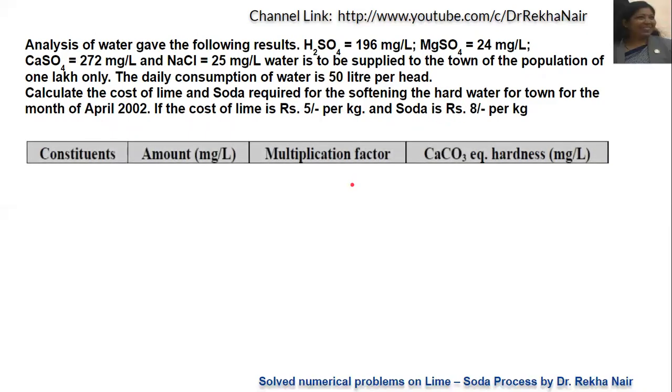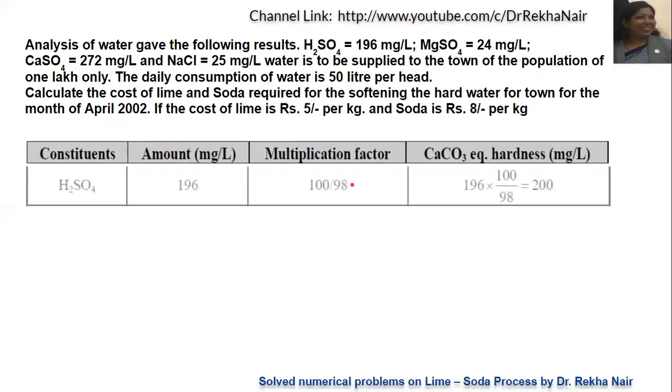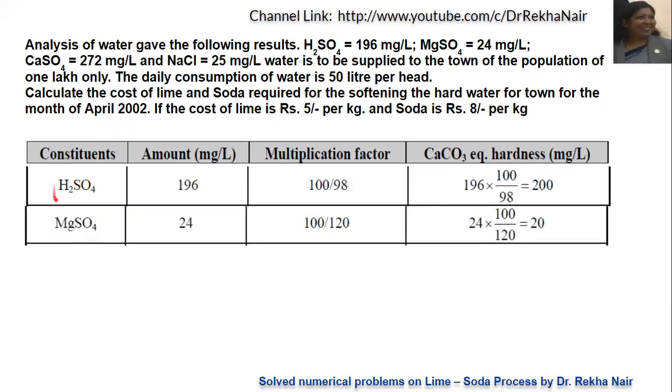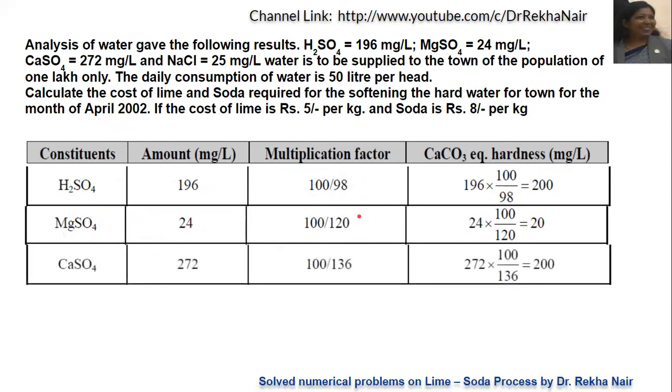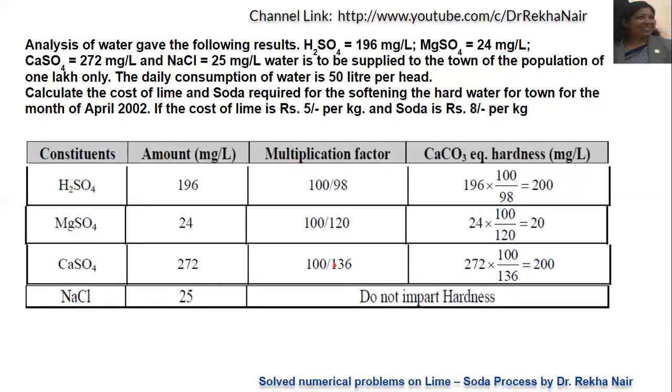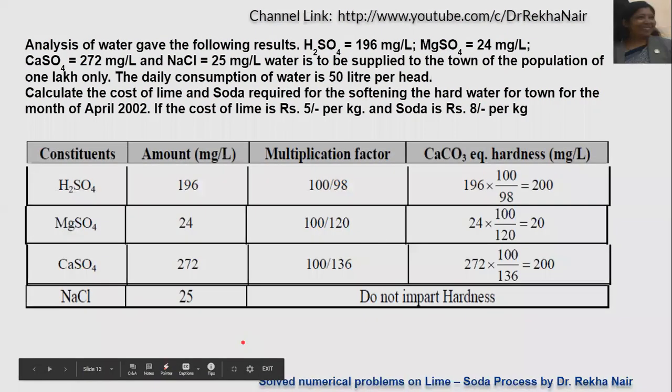So let us at first calculate again the CaCO3 equivalent hardness. For H2SO4, again the valency is 2, so you can write it as 100 upon 98. So this will come out to be 200 as CaCO3 equivalent. For magnesium sulfate, again 100 upon its molecular weight. For calcium sulfate, again it is 100 upon 136 as molecular weight. Sodium chloride is not a hardness.